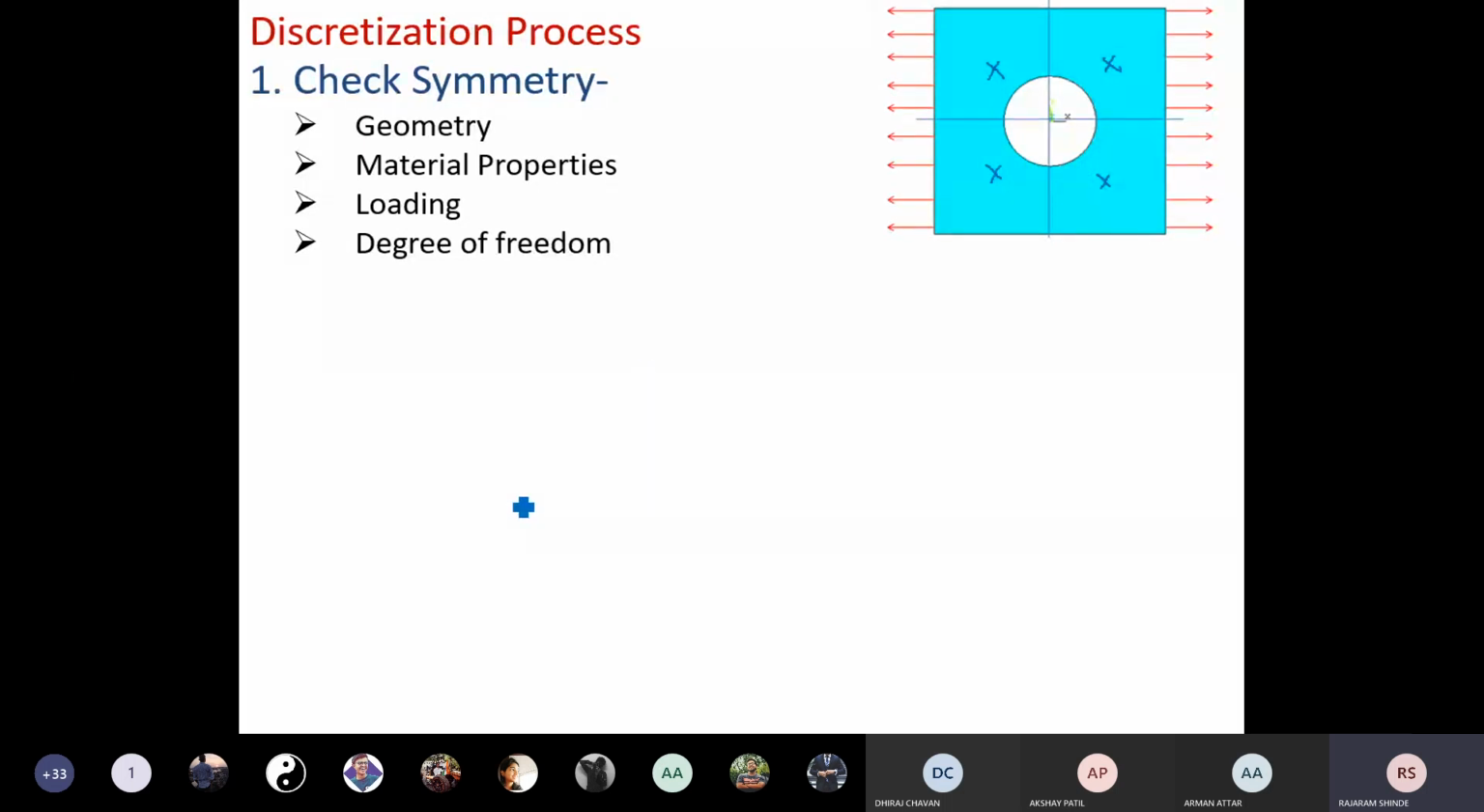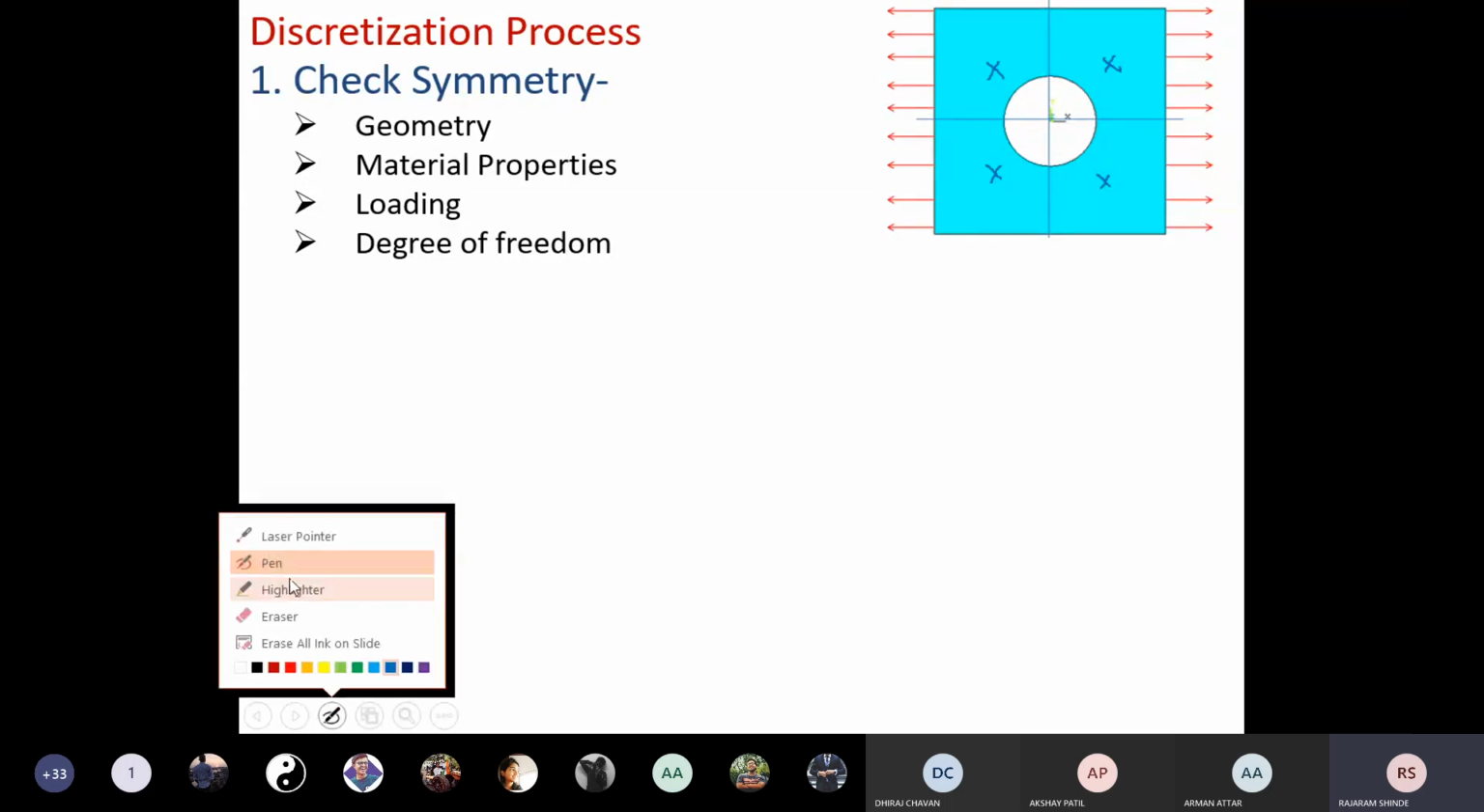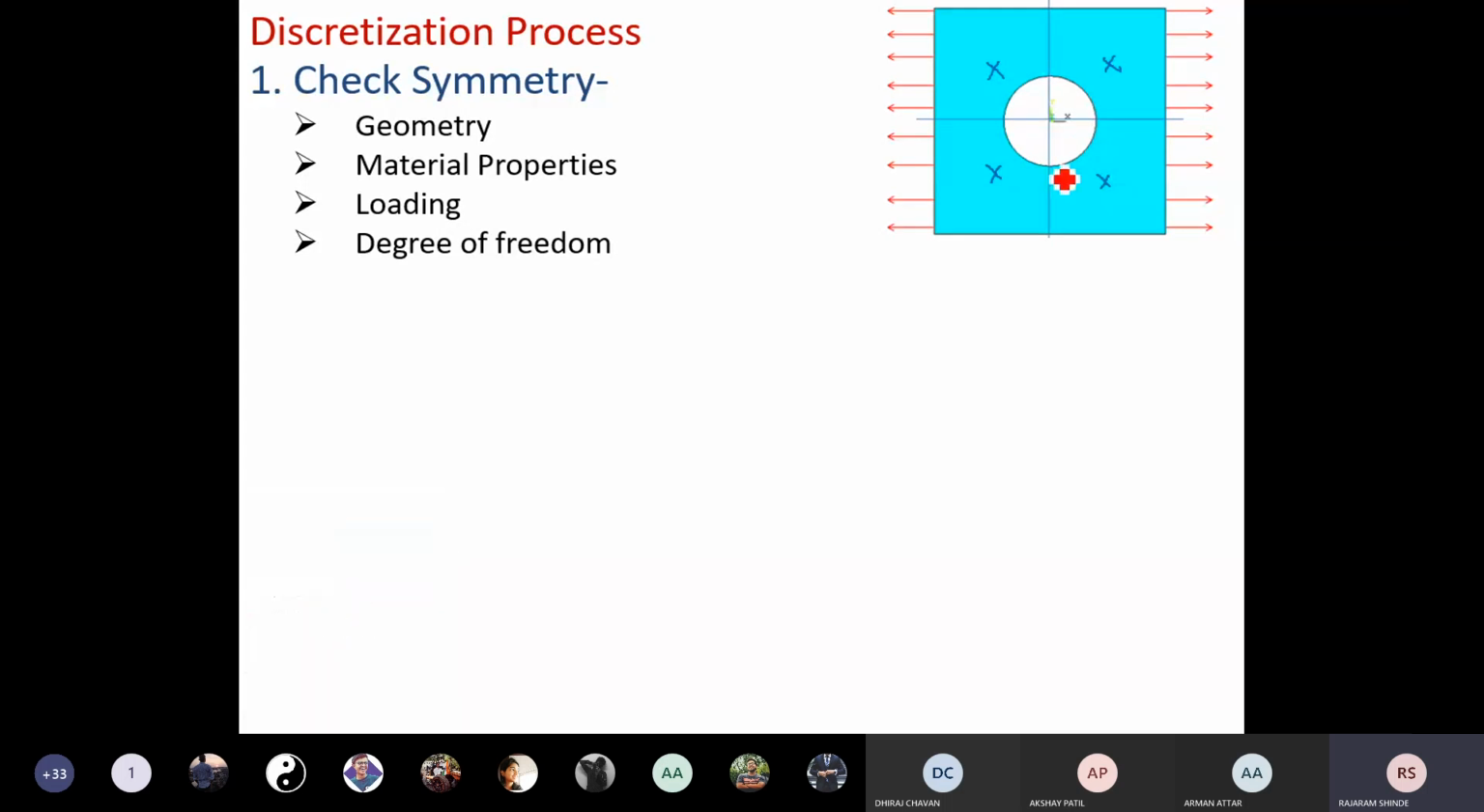In this situation, it is not necessary to go for modeling of the complete domain of the problem. You can model only a quarter part of the model, and you can interpolate these results on the remaining part. That means you can mesh only this part, and meshing of this part will give the results, and those results you can use for this part as well as this part as well as this part.